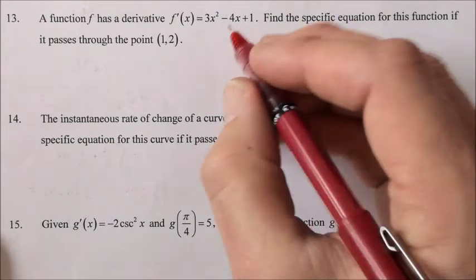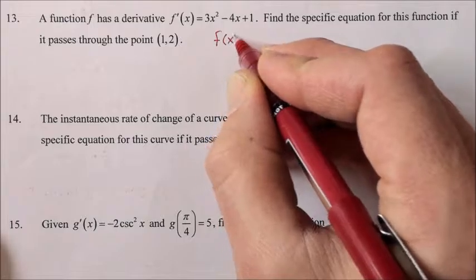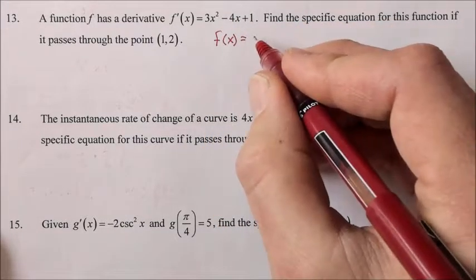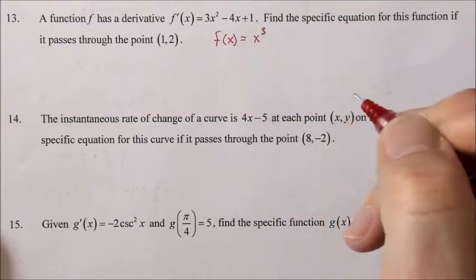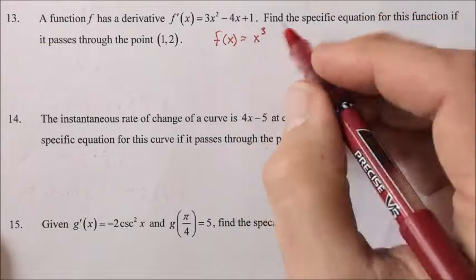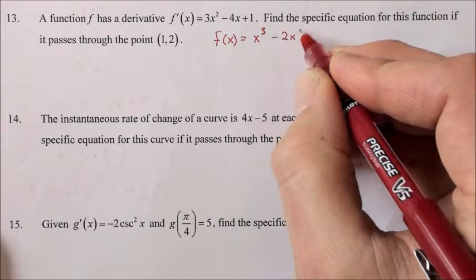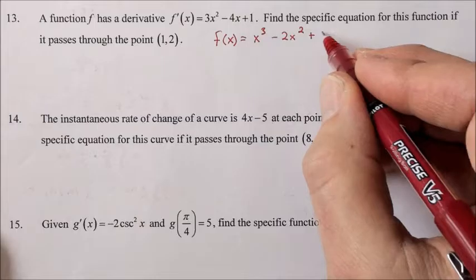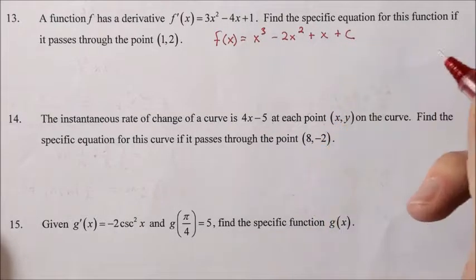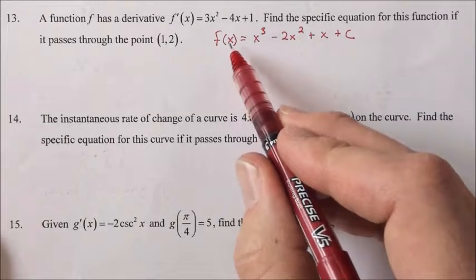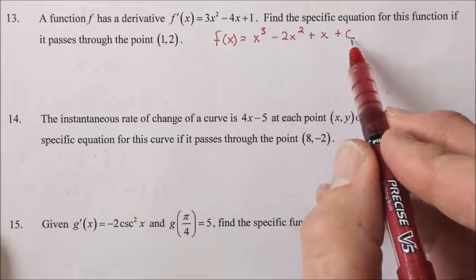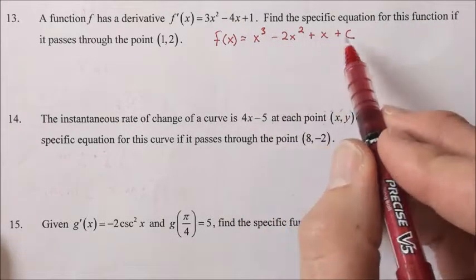So step 1, get our antiderivative. If we do so, 3x squared, starting to get used to this now, that antiderivative is x cubed, minus 4x becomes minus 2x squared, plus 1 becomes plus x, and then of course we need our plus C at the end. So we have a solution, and it has 3 variables: x, f of x, and C.